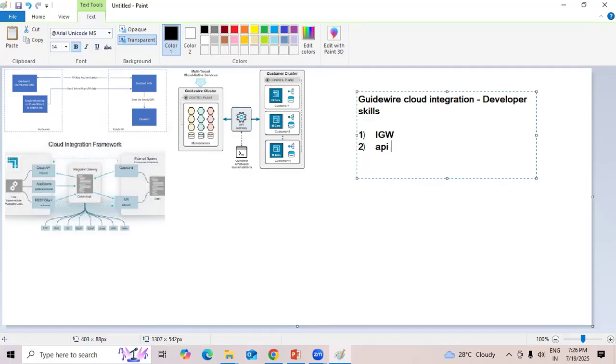Next, as a Guidewire developer, we must work with cloud architects and the DevOps teams, so that we can ensure testability, automation, and release readiness, whatever the integration code that we have, everything will be included.